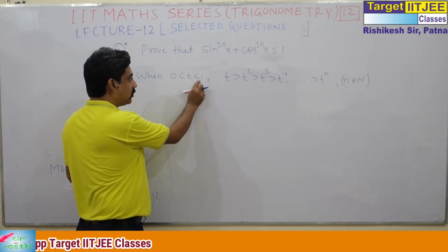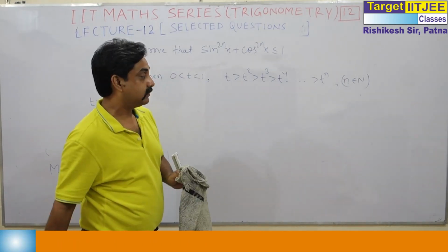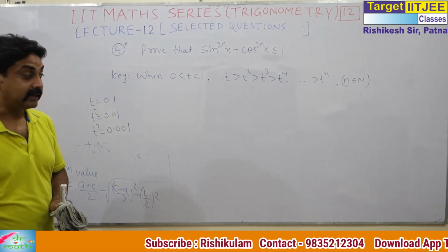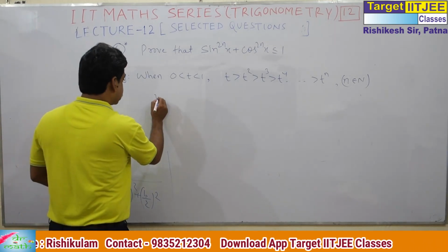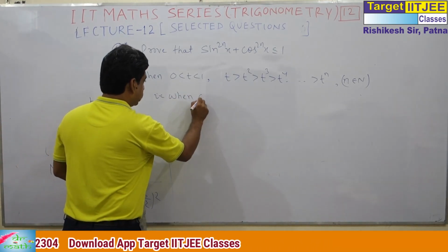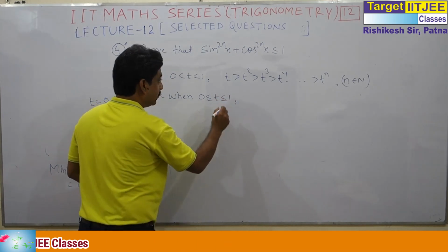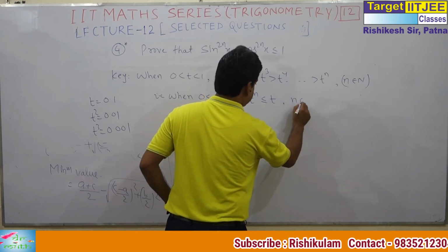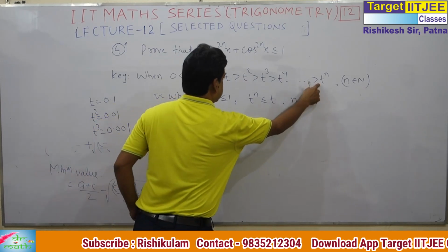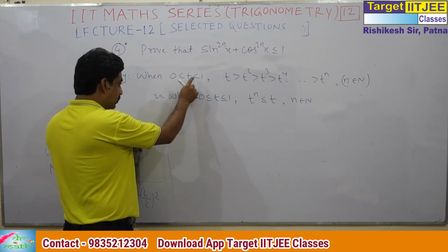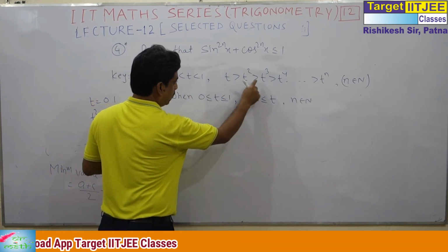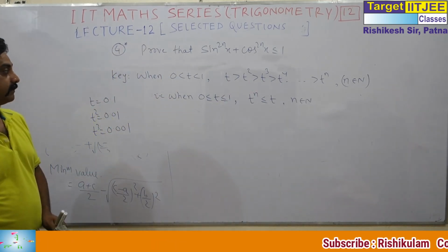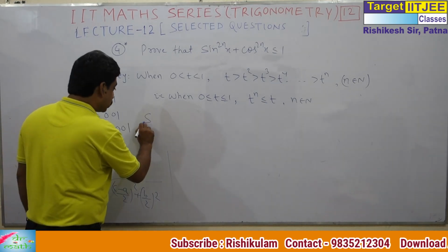तो जब कोई क्वांटिटी 0 से 1 के बीच में और उसका पावर हम लेते हैं तो then what? It is getting lesser. It is getting lesser. That is the key point. That is, when 0 is less than t is less than or equal to 1, t to the power n is less than or equal to t, n a natural number. Compare this one and this one. I haven't used inequality there, but I have taken inequality here. This is the key point. Now see the solution.